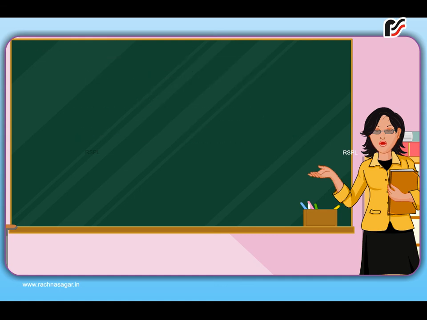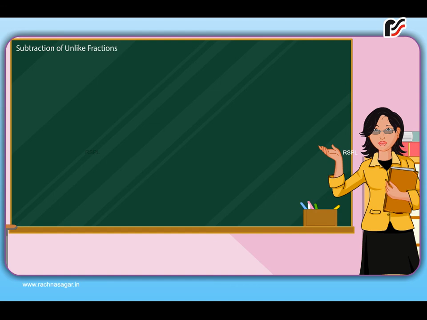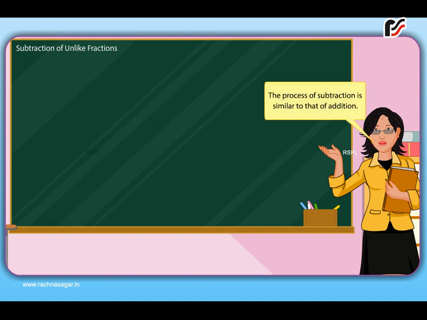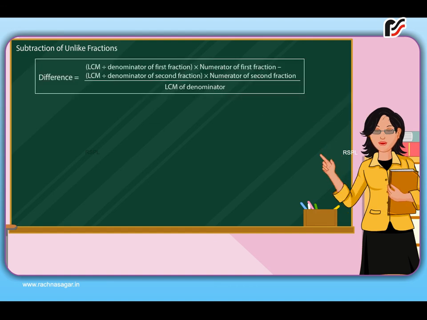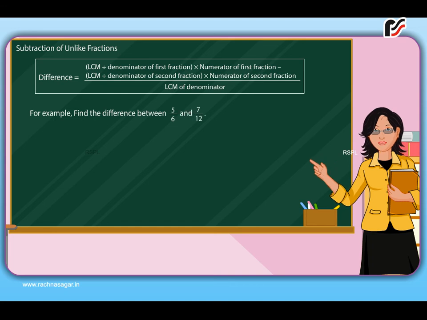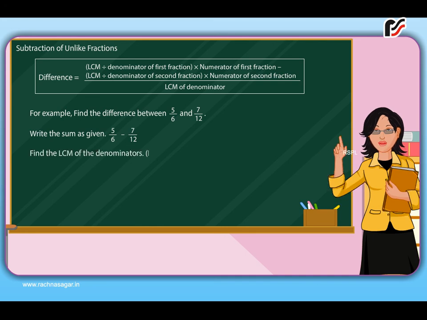Subtraction of unlike fractions. The process of subtraction is similar to that of addition. For example, find the difference between 5 by 6 and 7 by 12. Write the sum as given. 5 by 6 minus 7 by 12. Find the LCM of the denominators. LCM of 6 and 12 is 12.